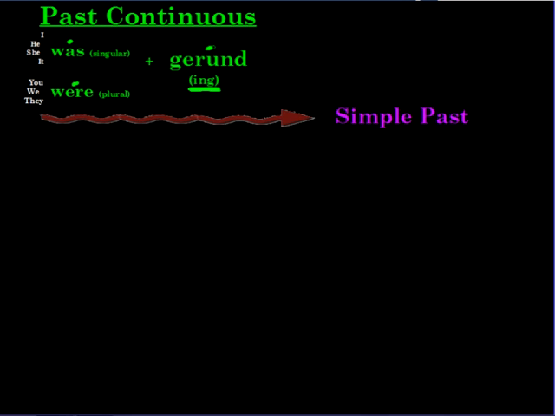And I use the gerund. For the other subjects, I'm using were. For the plural subjects, for example, you were, we were, and they were, plus the gerund, right? The continuous part. Now, when I'm using the past continuous, it's because I'm talking about an action in the past that was continuous, right? It was happening in a continuous way. And I'm going to look at how I compare this to the simple past.